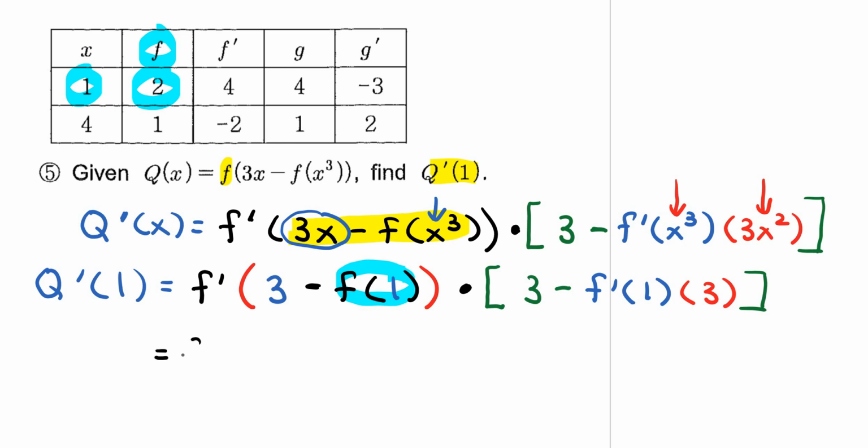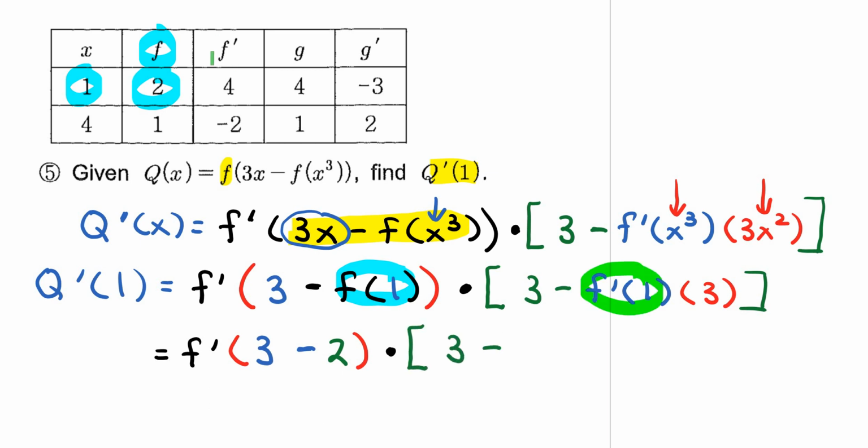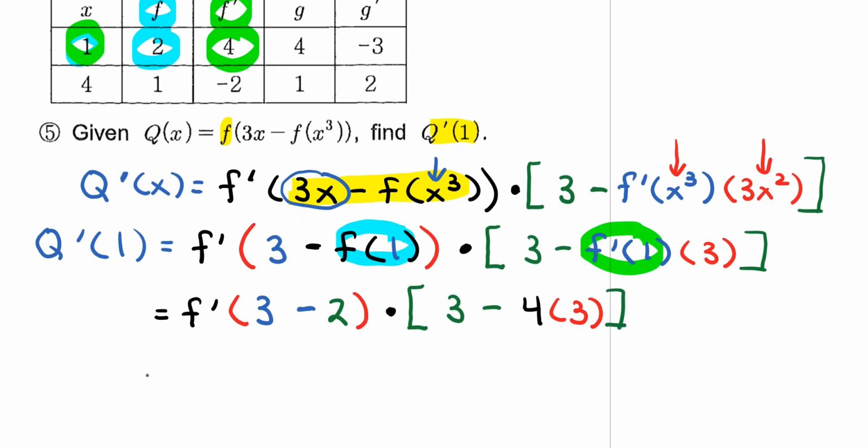So if I keep on going here, this will be f prime of bracket 3 minus, so f of 1 was 2. And then we multiply that by square bracket, there's a 3 minus, and then what is f prime of 1? Well, here's f prime of 1 is going to be 4, right? So f prime of 4 is going to be 4, sorry, f prime of 1 is 4, and then we multiply that by a 3. Okay, so we're almost done here. Let's see if we can just figure this out. This is f prime, and 3 minus 1, sorry, 3 minus 2 is going to be 1.